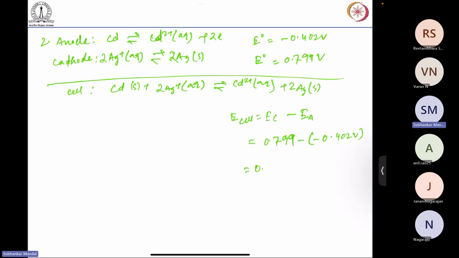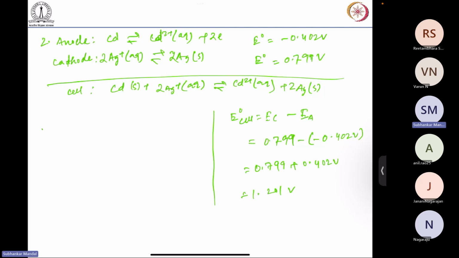So how much will it be? 0.799 plus 0.402 volt. That will be 1.201 volt. Okay. Up to now this is clear. Now we have to calculate E cell. So this is the standard cell we have calculated. So E cell, if you calculate, then what will it be?